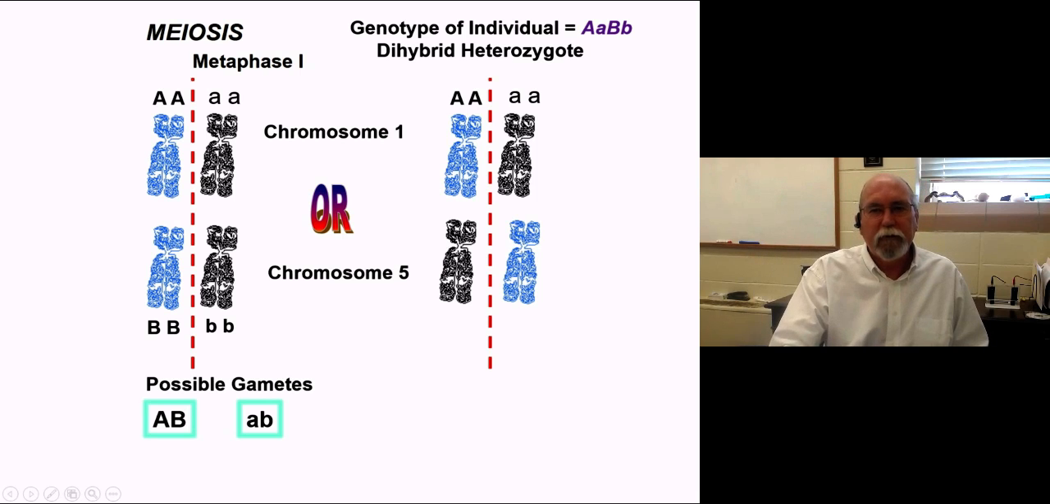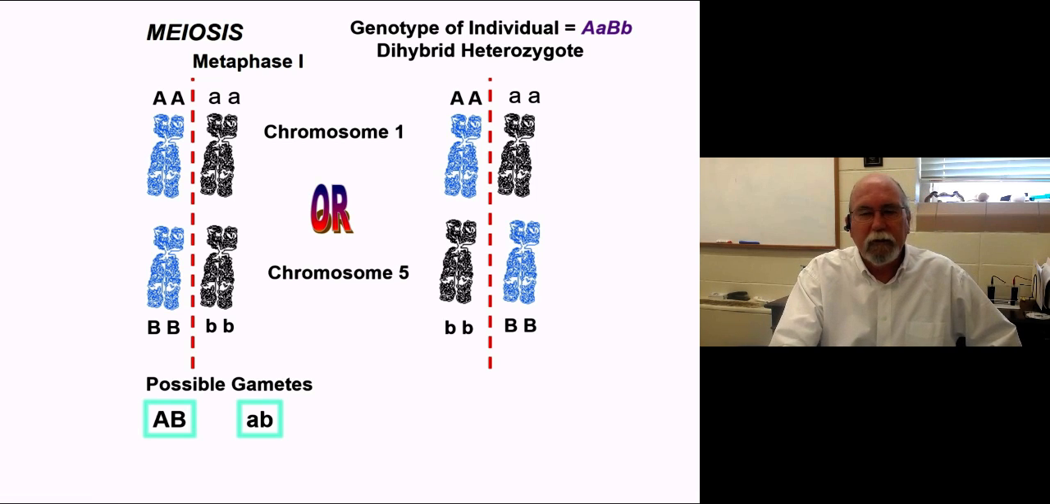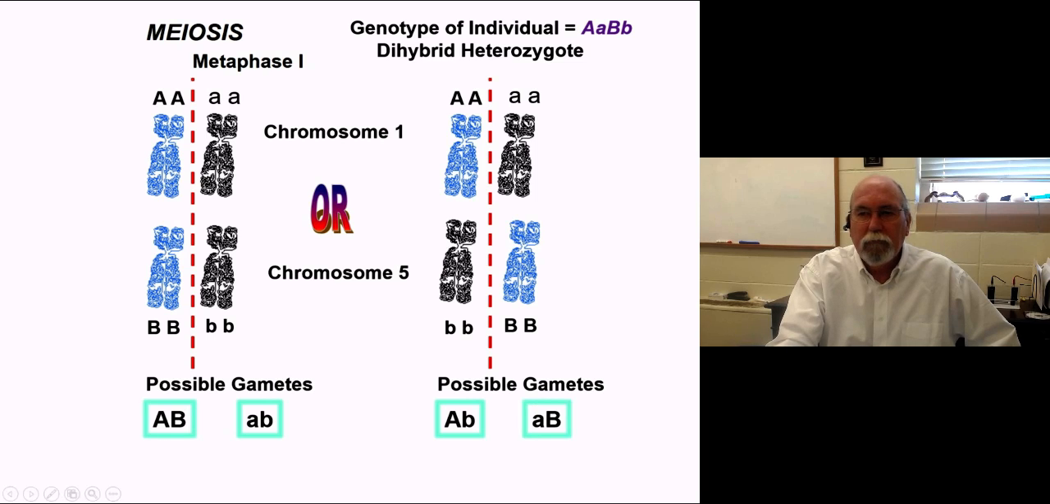They land wherever they're going to land. So they could just as easily land like this. If that happens and you go through the process, there's only two types of gametes you can get. You're going to get big A with little b in your final gamete product, or you're going to get little a with big B. So one trip through gives you one side of this or the other.